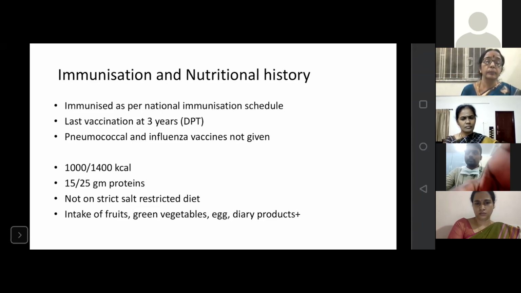Mother is aware that it was advised to give the baby a salt restricted diet. She is aware that she was giving a salt restricted diet during the initial episodes of the illness, but at present during this episode, or in the last 2 episodes, she was not strictly adhering to the salt restricted diet. Other than that, there was no history suggestive of nutritional deprivation to the child. She is getting enough amounts of fruits, green vegetables, eggs, and dairy products.